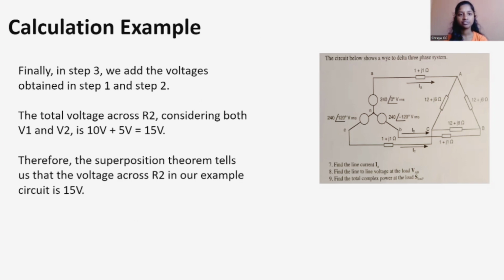Finally, in step 3, we add the voltages obtained in step 1 and step 2. The total voltage across R2 considering both V1 and V2 is 10 volts plus 5 volts, that is 15 volts. Therefore, superposition theorem tells us that the voltage across R2 in our example is 15 volts.